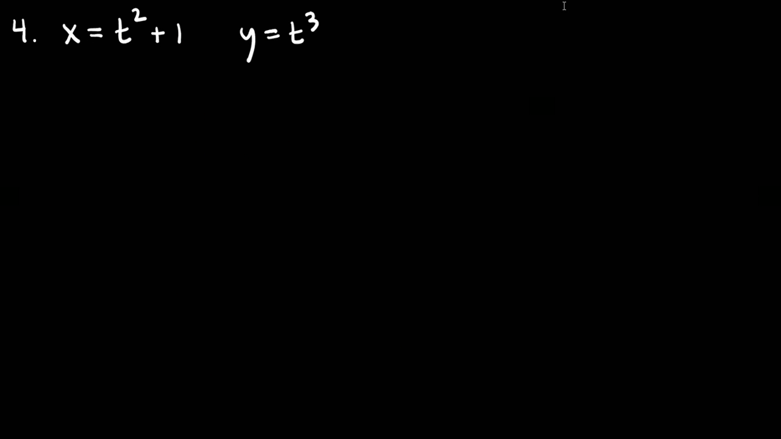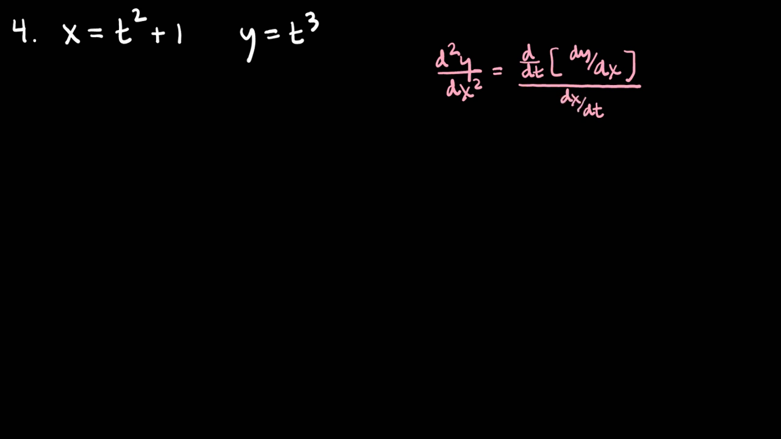All right, now number 4 is going to ask us for the second derivative. Now you need to remember the important formula for finding the second derivative. So that's the second derivative of y with respect to x both times is equal to the derivative of dy/dx, which is going to depend on t, so we're going to take its derivative with respect to t, and then we're going to remember to divide by dx/dt. Okay? And so I'm going to say, all right, well, I'm going to need y prime and x prime.